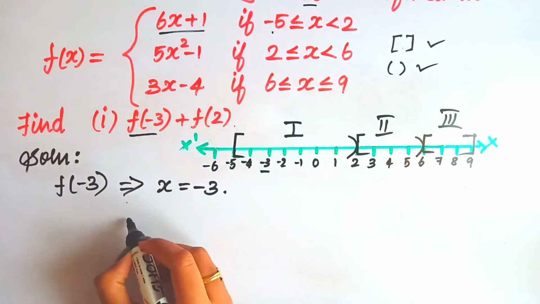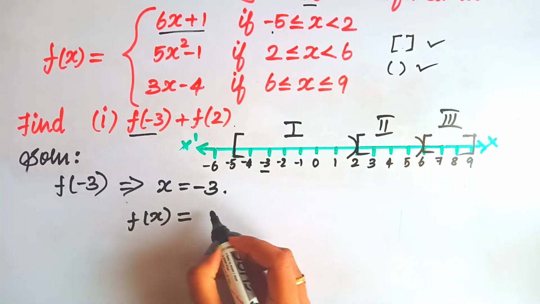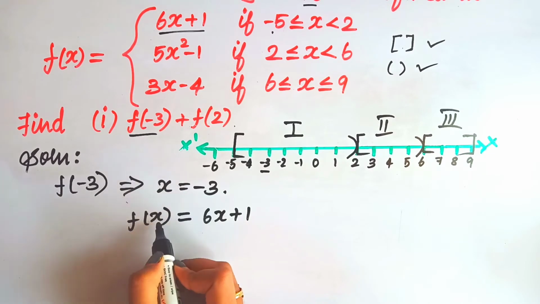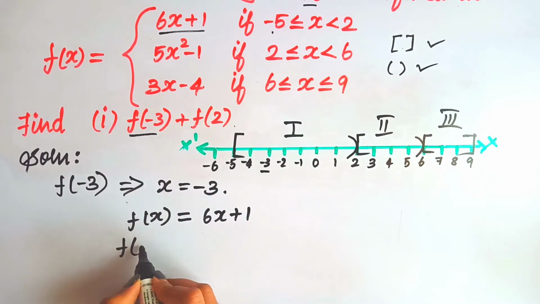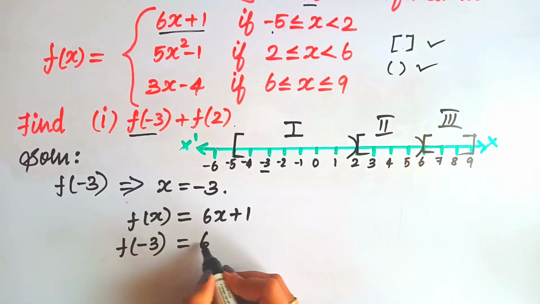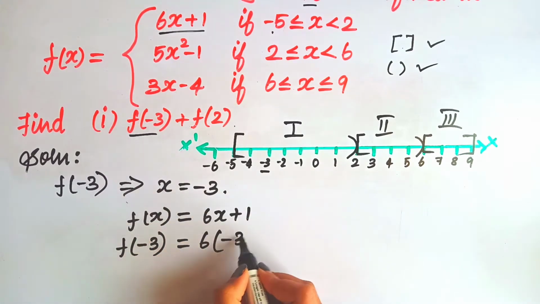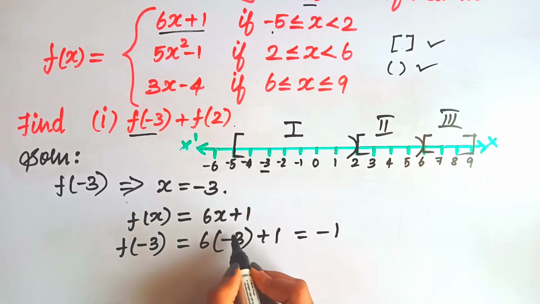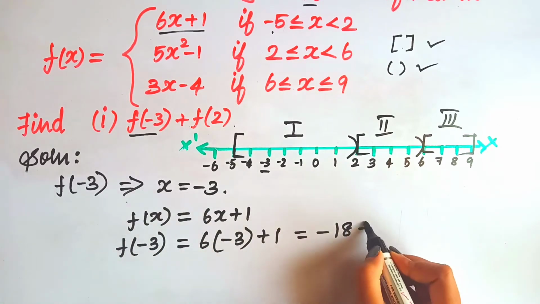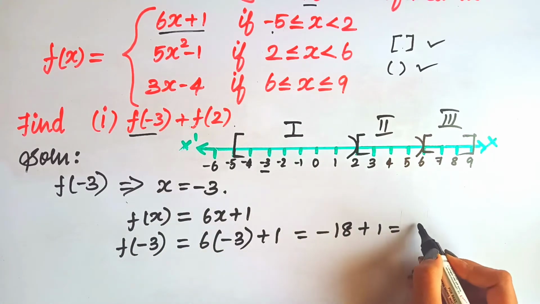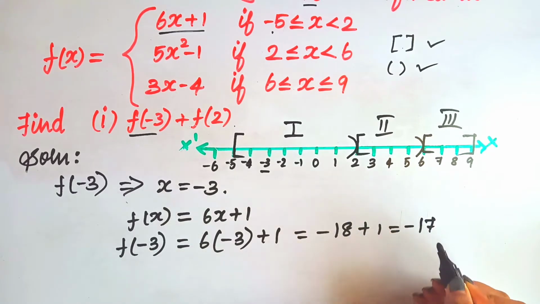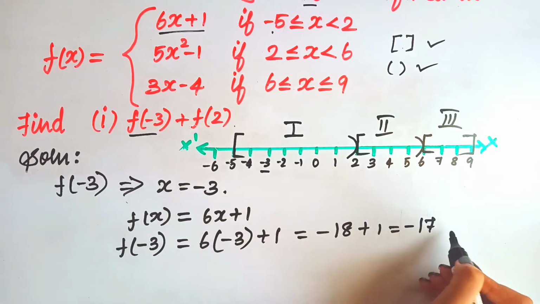So what's the first function? f of x is equal to 6x plus 1. So we have to replace x by -3 here. So f of -3 is equal to 6 into -3 plus 1, which is 6 3s are 18. Here there is a minus sign, so we put -18 plus 1, which is equal to 17. Since the bigger number has a minus sign, you have to use minus. Okay, so it's -17.